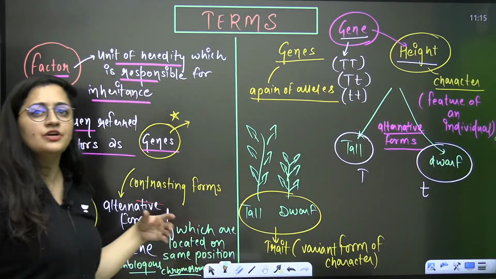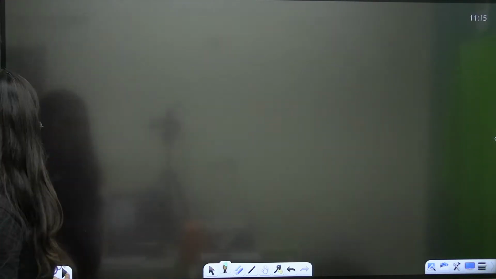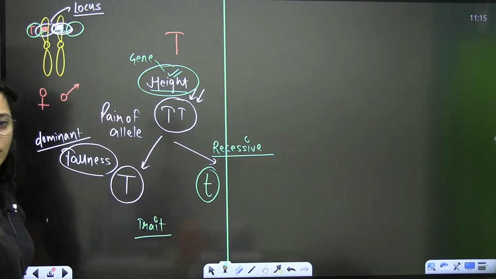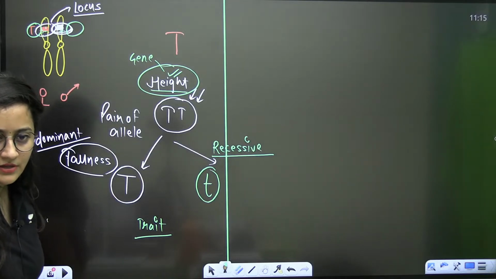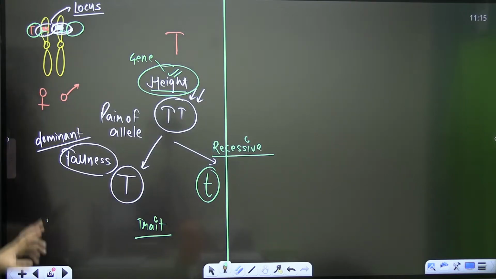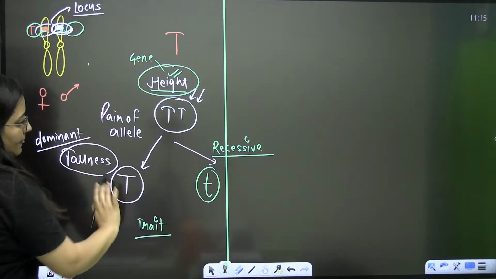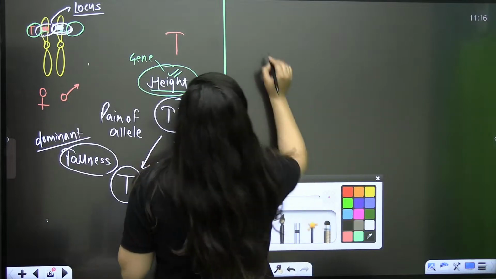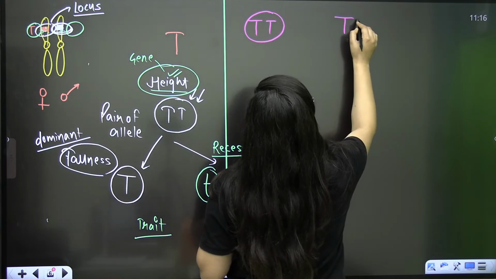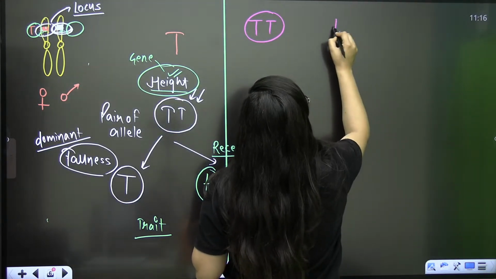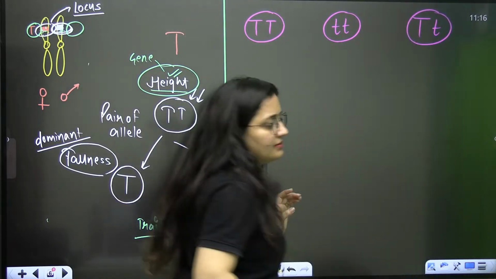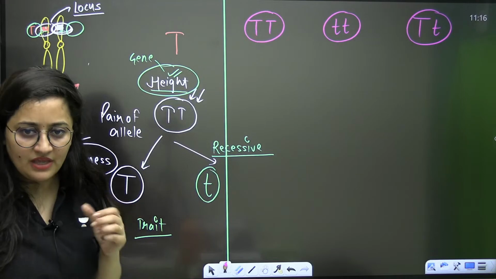Alternative form of a gene which is present on the same locus, same position on the homologous chromosome. So see, locus is same, position is same. Done? So as I said, allele can vary. It can be capital T, capital T. It can be small t, small t. It can be capital T, small t. This is what I said. They are present in pairs.